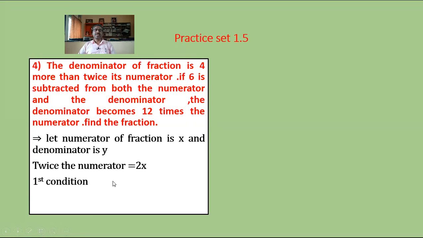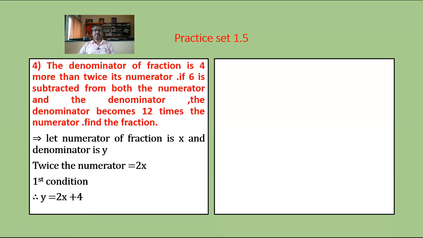The first condition: the denominator of the fraction is 4 more than twice its numerator. Denominator y is equal to 4 more than twice the numerator. Therefore, y is equal to 2x plus 4. Now 2x goes to the other side, y goes to the RHS side and plus 4 goes to the LHS side. Then we get 2x minus y is equal to minus 4. This is equation number 1.